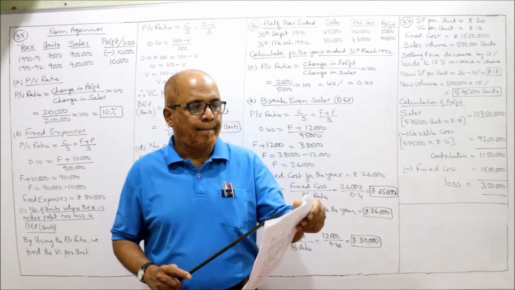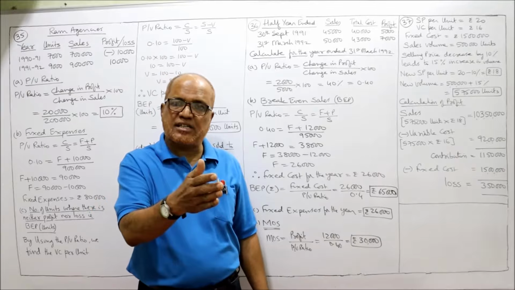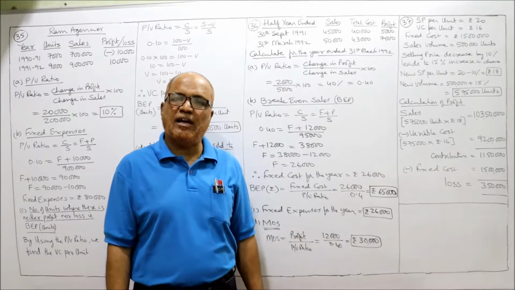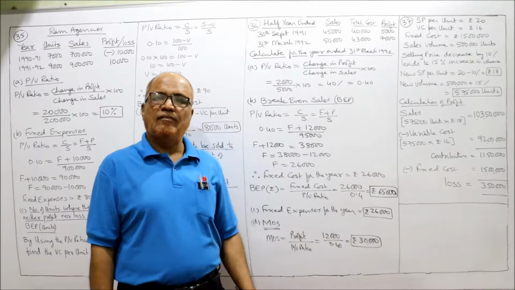Now calculate for the year ended 31st March 1992. Year ended, meaning for 1 year, which includes first 6 months and second 6 months. Now PV ratio: change in profit by change in sales. How much did profit change from the first period to the second period? 5,000 to 7,000, so the change in profit is 2,000, divided by change in sales. Sales changed from 45 to 50, so 5,000 rupees. So 2,000 by 5,000 into 100, 40% or 0.4. This is the PV ratio.